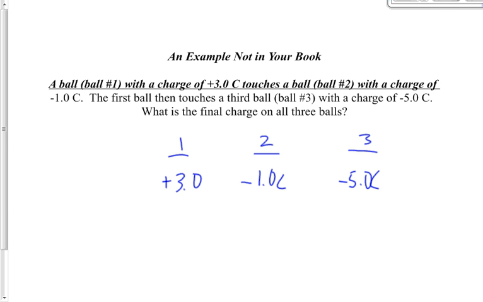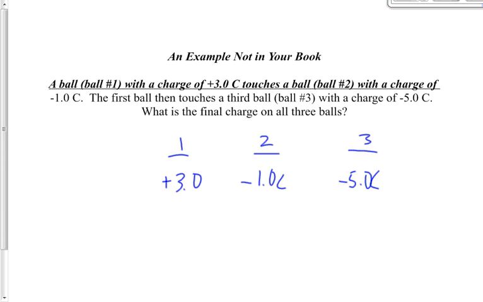You know that charge will transfer from one object to another when there's a difference in charges between the objects to begin with. We're going to move charge back and forth there. But what's it going to end up being? What are the values going to end up being?